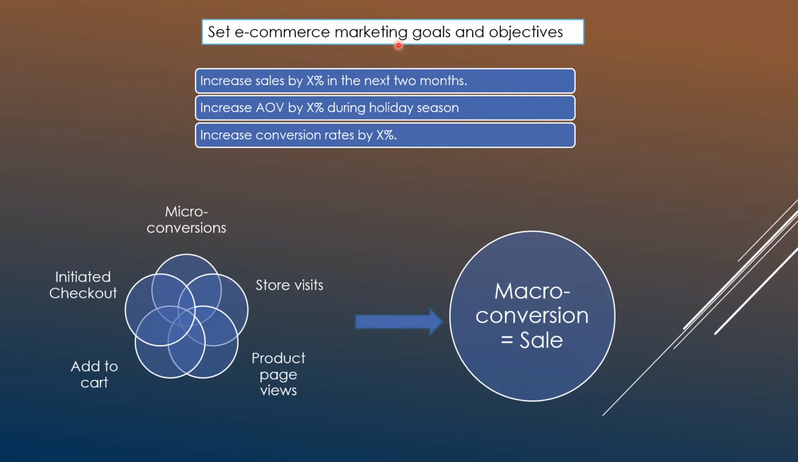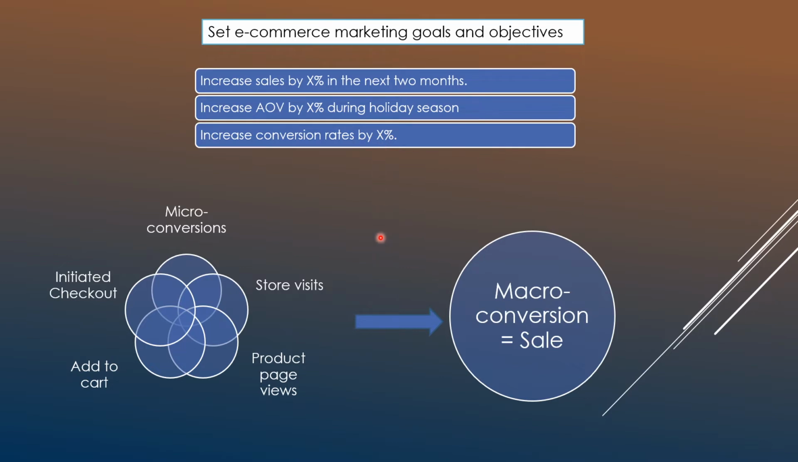So basically, come up with proper goals, and some of the examples can be increase sales by 10% in the next 2 months, or increase the average order value by, let's say, 15% during the holiday season. Or it can be increase the conversion rate of your store by, let's say, 10%. Those are some of the specific goals that you can set for your e-commerce marketing campaigns. And again, these can be existing goals or it can be new goals.